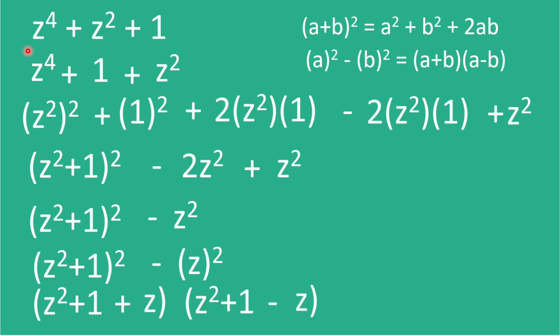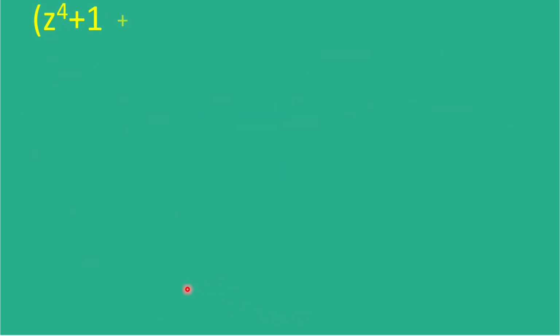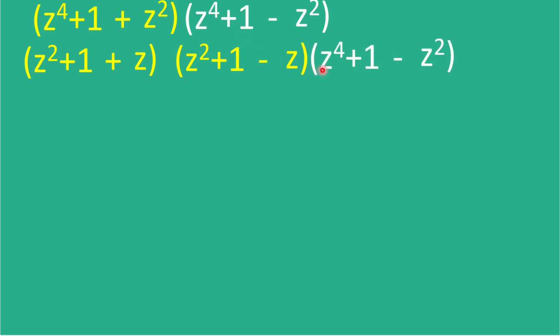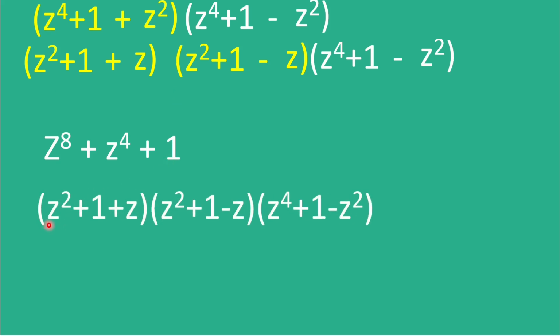So now we have z power 4 plus z square plus 1 equal to this value. We have solved this question up to here, and now we will put in the value of z power 4 plus 1 plus z square, which is equal to z square plus 1 plus z, into z square plus 1 minus z, and then this other factor. So this is the solution of the given question, z power 8 plus z power 4 plus 1, and this is its factorization.